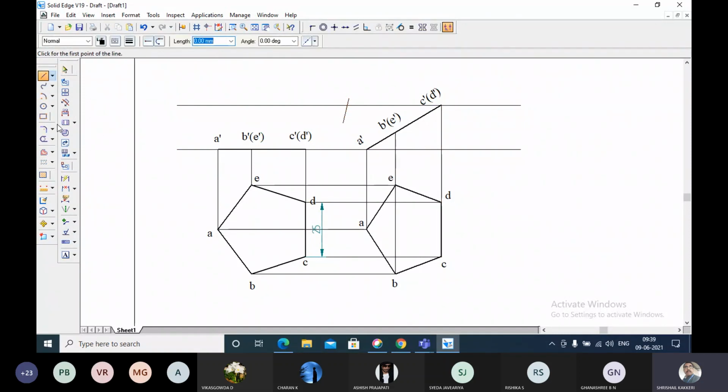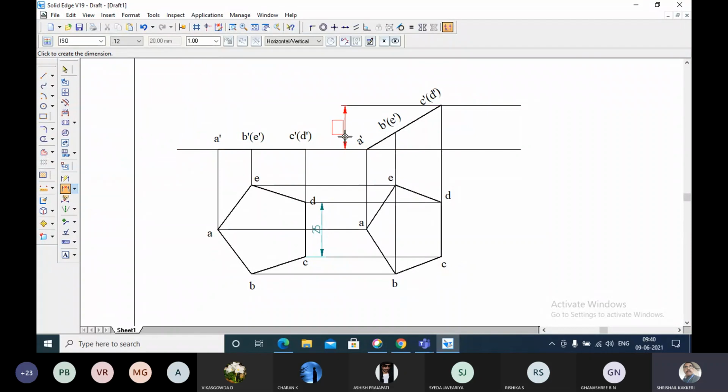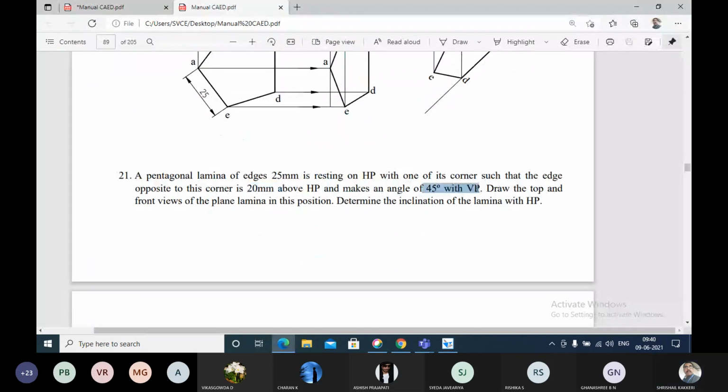For the dimensioning purpose, because the dimensioning carries 2 marks in the examination. Now let me put this dimensioning. Let me have the distance from here to here. It is 20 mm. These are the two things given. I have written the dimensions for this. A pentagonal lamina of 25 mm sides resting on one of its corners on the horizontal plane, and the edge opposite to the corner on which it rests is at a height of 20 mm from the horizontal plane and is inclined at an angle of 45 degree to VP.